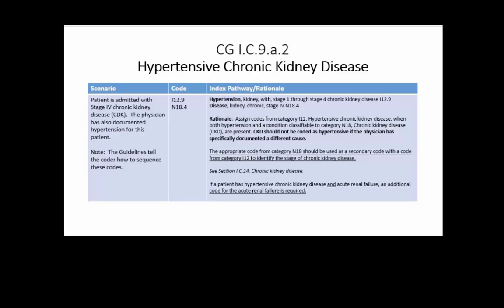This is telling us in our coding guideline the appropriate code from category N18 is your secondary code. That's used with a code from category I12 to identify the stage. If a patient had these things as well as acute kidney failure, you would code the acute kidney failure.